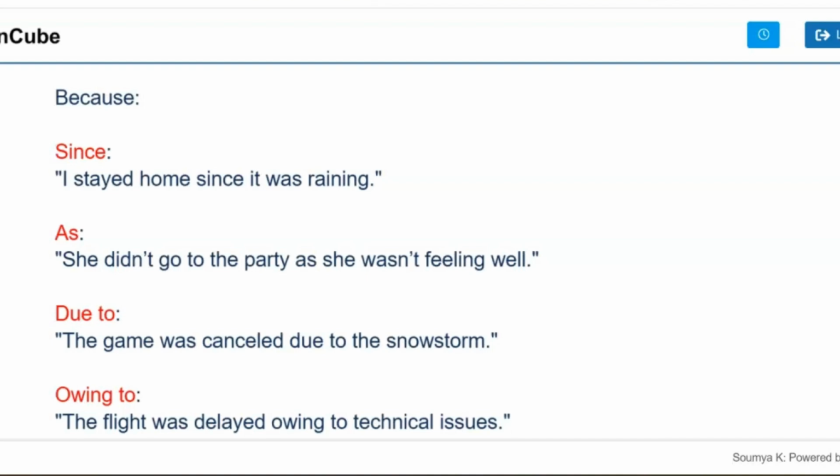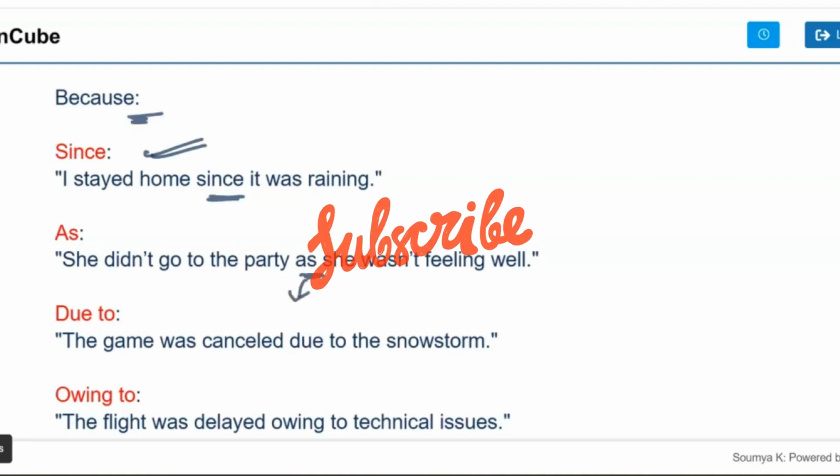Let's start. So the first word that we can replace instead of because is since. How to use it in a sentence: I stayed home since it was raining. Okay, this way you can use it. Next one is as. So, she didn't go to the party as she wasn't feeling well. Also, if you write because here, that will give the same meaning itself.